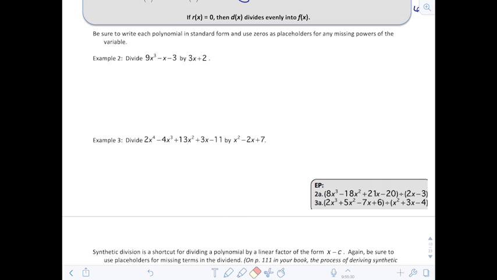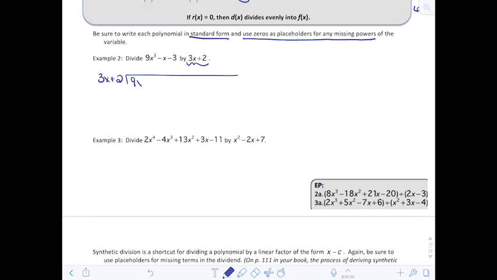This says to be sure to write each polynomial in standard form. That is critical, that it's in standard form. Our exponents have to go in descending order, and use zeros as placeholders for any missing powers. All right, so let's get started with these examples. I'm going to divide by 3x plus 2. There's my divisor on the outside.